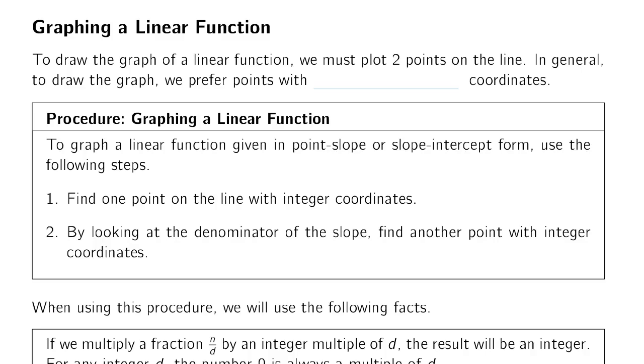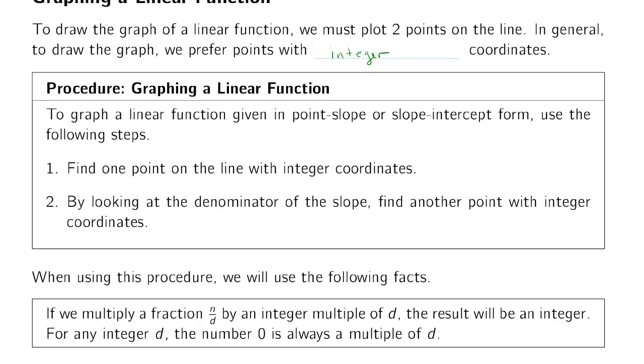In general, to draw the graph, we like to have integer coordinates because those are going to, in general, be easier to plot. Of course, if we can't get integer coordinates, we can mess around with our axes, but integer coordinates are going to make our lives easier. And so we have a procedure for getting 2 points with integer coordinates that involves looking at the denominator of the slope and using facts about fractions. We'll get 1 point, and then we'll use the denominator of the slope to help us find another point.